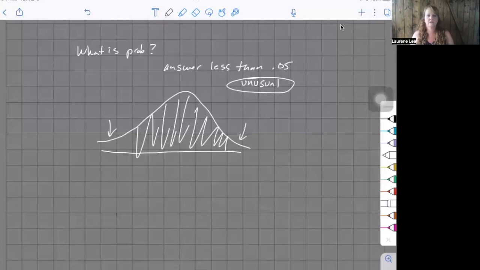And so we can judge that not only by how many standard deviations they are away from the mean, but also what the probability is. Since we're figuring out the probability anyways, anything less than 0.05, we're going to consider that to be unusual.